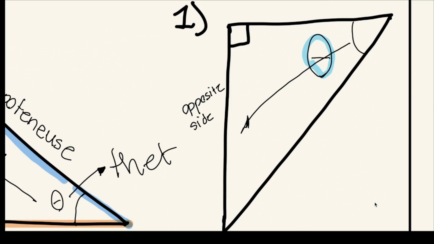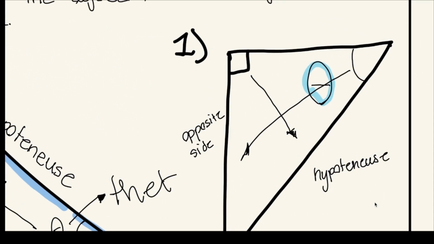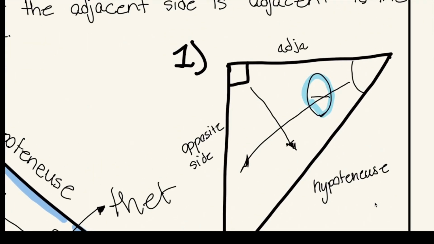And then we already know that the biggest side of the triangle is the hypotenuse. And the hypotenuse is directly opposite of where the right angle is. So here we have the hypotenuse. I hope that's how you spell it. And then obviously using process of elimination, the other side is the adjacent side, right? So this side will be the adjacent. Adjacent.